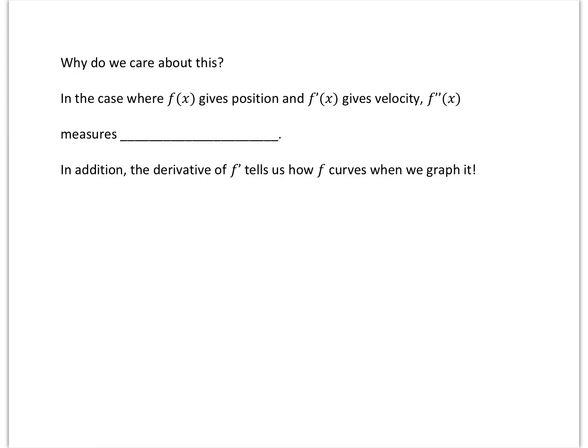Why do we care about this? So in the case where f of x gives position and f prime gives velocity, f double prime measures acceleration, which is the rate of change of the velocity. In addition, the derivative of f prime tells us how f curves when we graph it, right? Concave up or concave down.